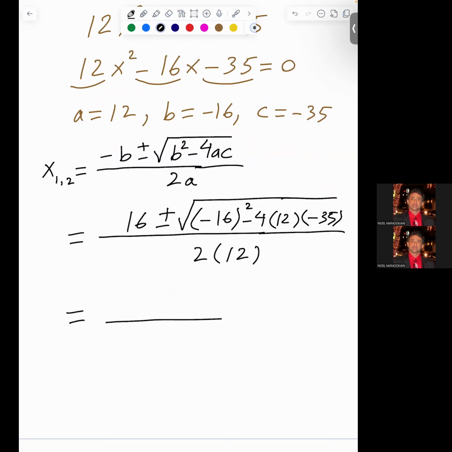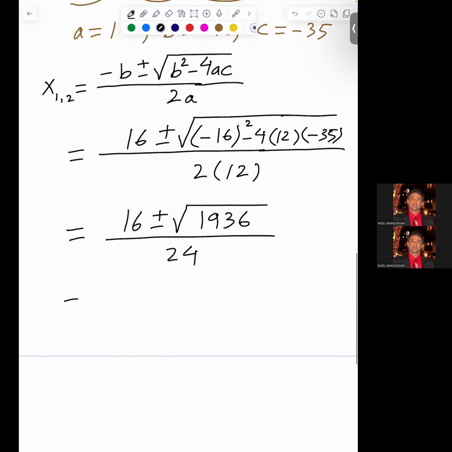So it equals 16 plus or minus the square root of, use your calculator, negative 16 all squared, going to be something positive. Then you have here negative, negative, positive, 4 times 12 times 35, add them. It must be 1936, divided by 2 times 12, which is 24. So it gives me 16 plus or minus, take the square root of 1936, which is 44, over 24.